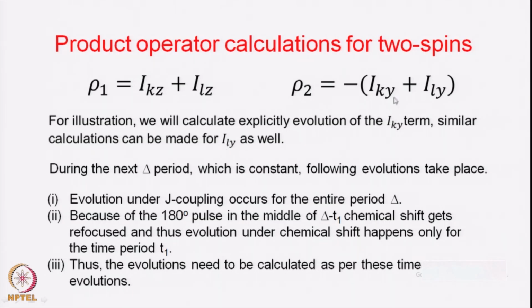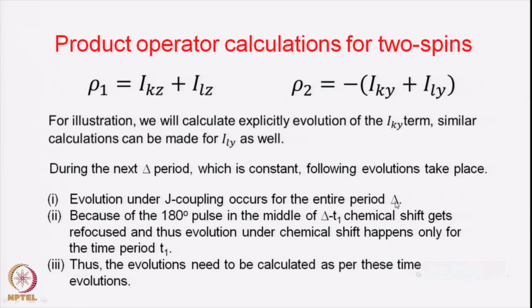Okay, let us look at this IKY. IKY is the Y magnetization of the K spin. Now, during the next delta period, which is constant, the following evolutions take place. Evolution under J coupling occurs for the entire period delta, as I mentioned to you.